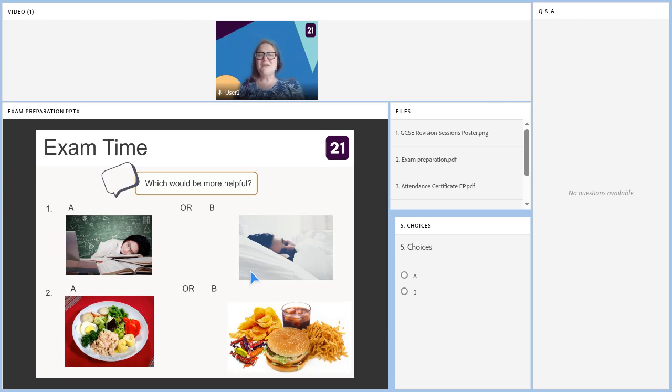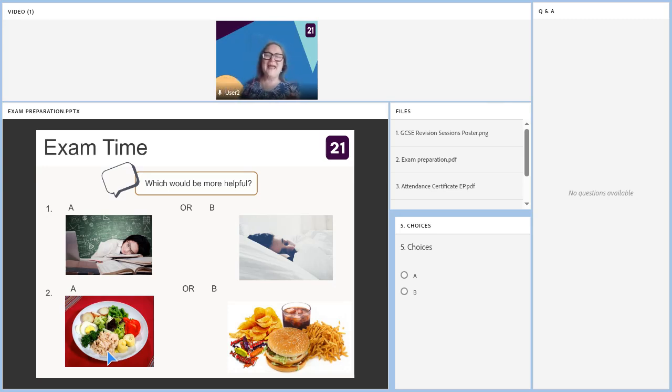Brilliant. So we're going to clear the poll, and then I want you to decide in question 2 whether you are A or B when it comes to which would be more helpful. This delicious looking salad. I'm not a fan of tuna myself, but all of the other bits, absolutely. Or sweets, burgers, pop, crisps.